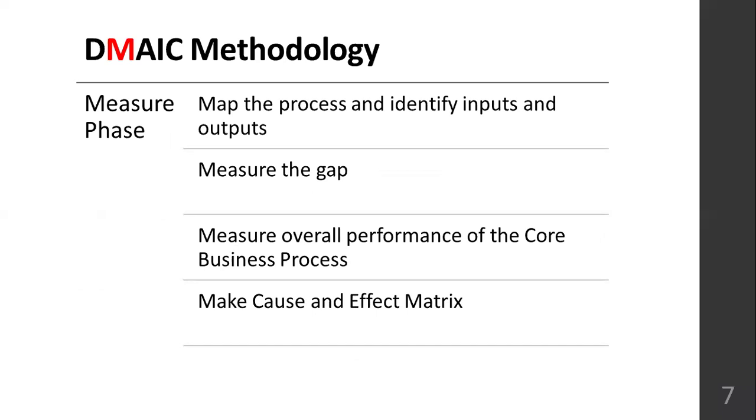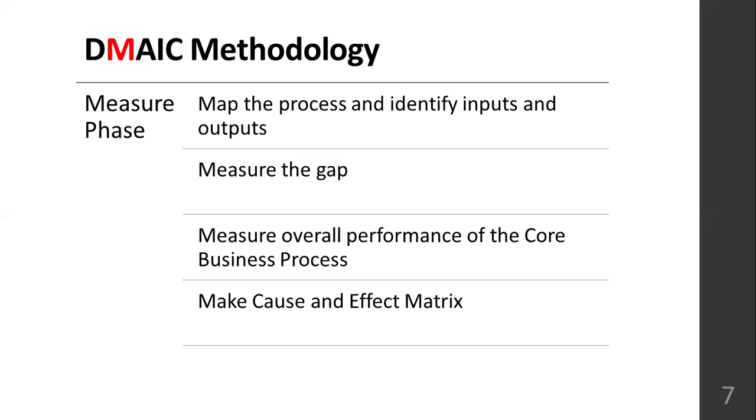Then the measure phase: you have to measure the process performance. A process map is used for recording activities performed as part of the process. Capability analysis assesses the ability of the process to meet specifications. A Pareto chart can be used here. These are the different charts used.